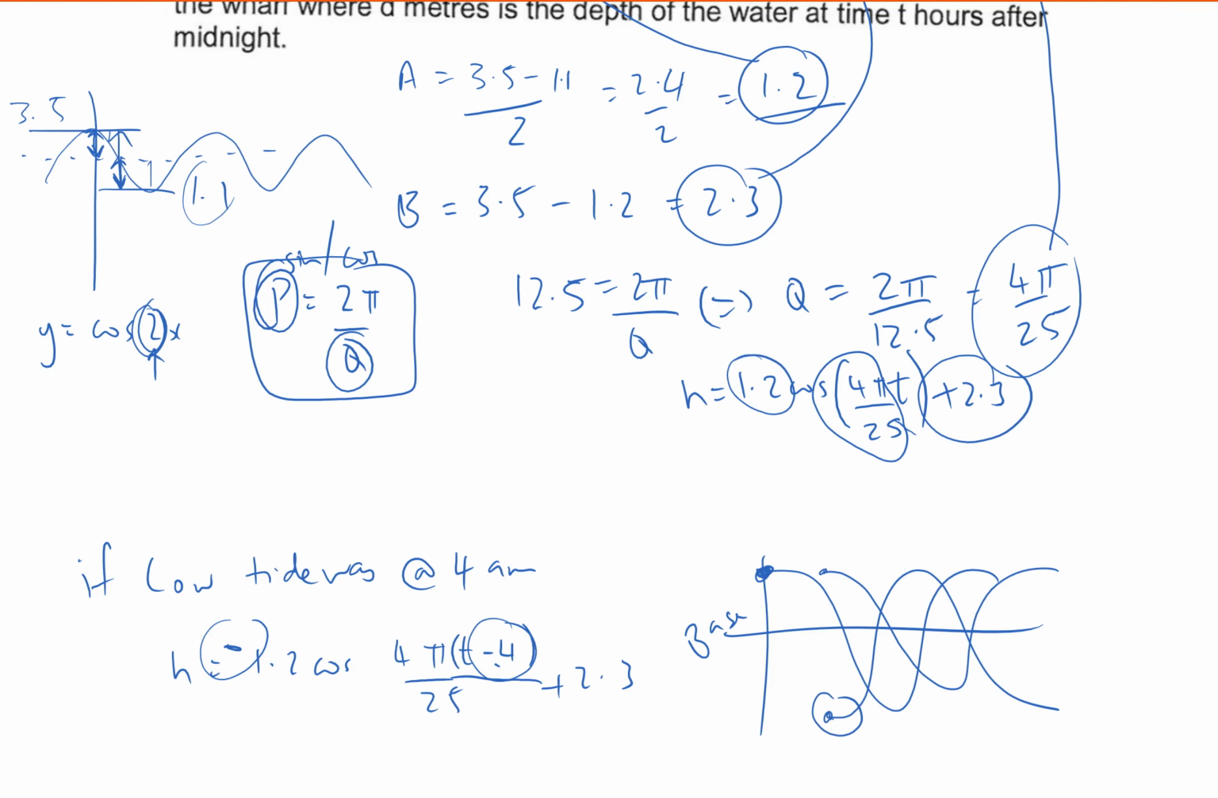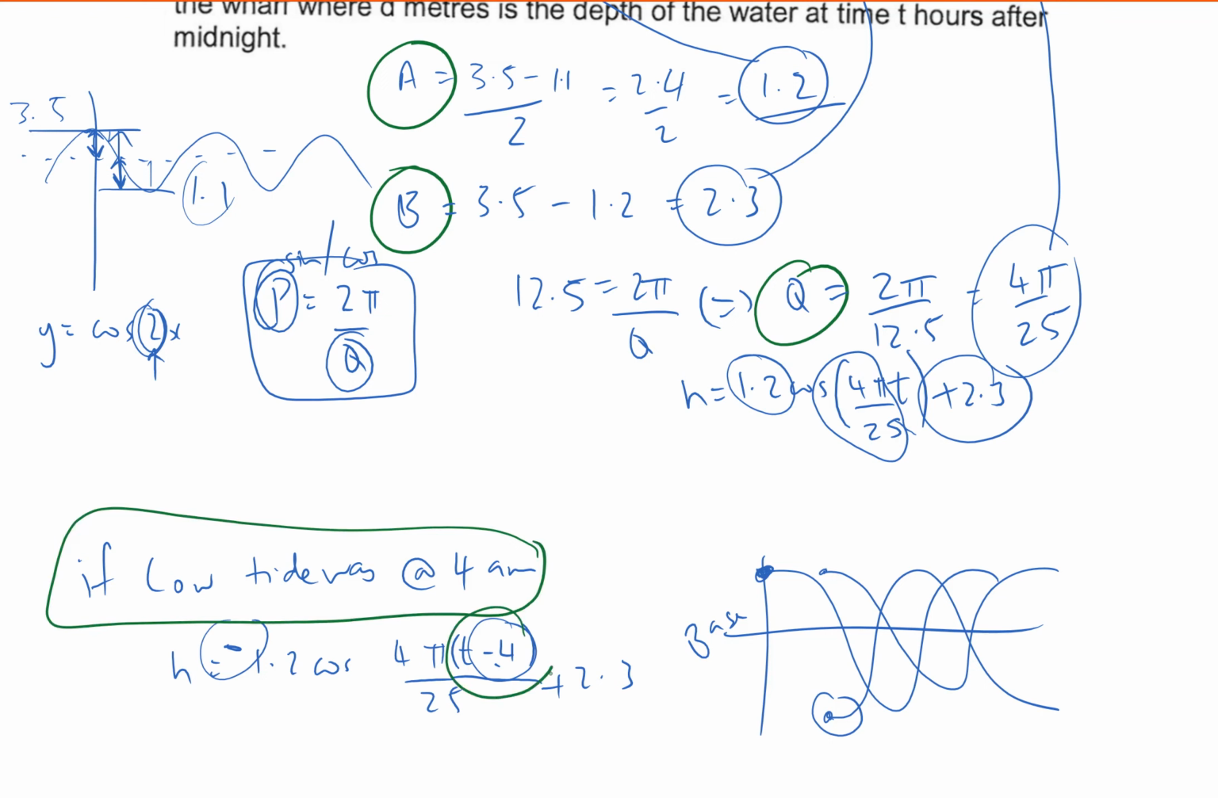Find A, find the baseline, A being the amplitude, B being the baseline, Q being the frequency, and then this part here just comes by moving it, and then if it's a low tide or high tide, that's just a negative or a positive. If it's high tide, it's positive, low tide, negative. Okay. Sweet. Does that make sense? Yep. Thank you. Perfect. Alright.